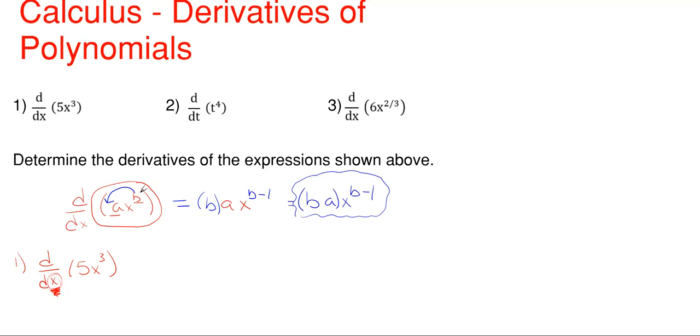Well, it is of this form previously shown up here of ax to the b. So what we're going to do is keep the constant of 5, just carry it over, don't change it just yet. We're going to keep our x, and then we're going to take our 3 and drop it in front of the constant 5, so 3 times 5, and then our power is going to be reduced by 1. So we end up with 3 times 5, x to the 3 minus 1, which ends up being 5 times 3, which is 15, and then x squared from 3 minus 1. And that's our final answer there.